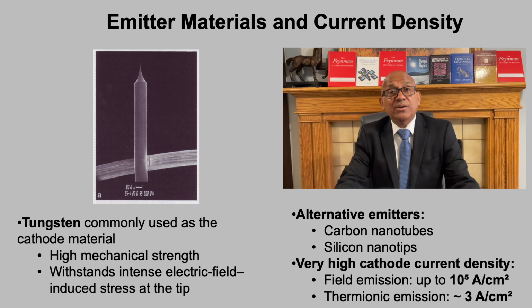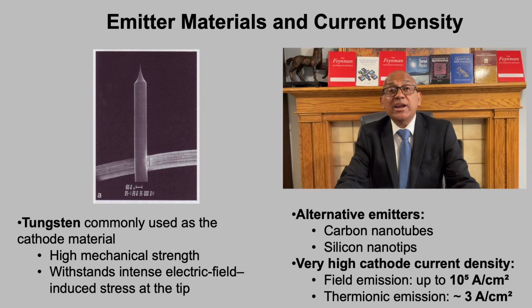In cold field emission sources, tungsten is most commonly used as the cathode material. This is primarily because tungsten has excellent mechanical strength, which allows it to withstand the extremely high mechanical stresses produced at the tip by the intense electric field. In addition to tungsten, other materials have also been explored for field emission. Carbon nanotubes and silicon nanotips, for example, have been employed quite successfully because their extremely small tip radii allow very strong local electric field enhancement.